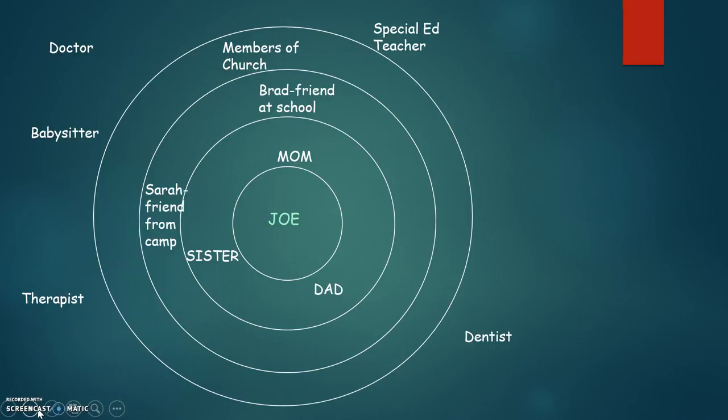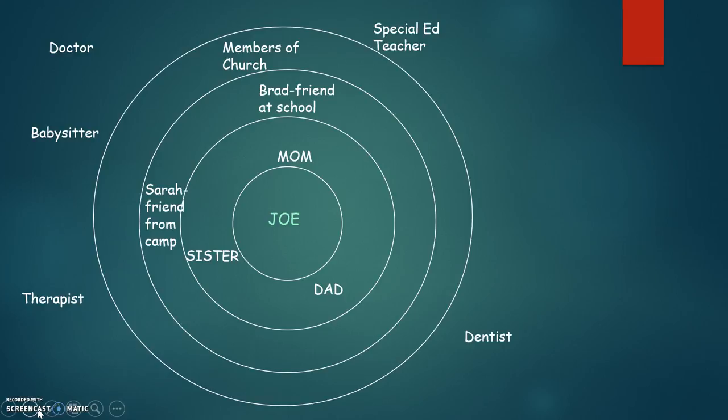As you can see, there's more people right now paid to be in Joe's life, such as a special ed teacher, the doctor. They're in that outside circle. There's more people paid to be in his life than friends. So you've got the outside circle of paid people, then the next circle going in, you see members of his church. Those are like organizations that the student might belong to. Then the next circle is, he's got two friends. He's got a friend from camp and a friend from school, and then the innermost circle is his family.